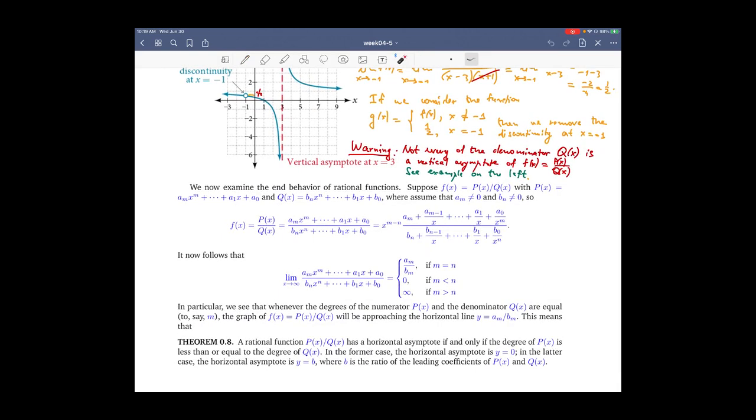Recall that a rational function is a ratio of two polynomials, p over q, and say p is a polynomial of degree m, and q is a polynomial of degree n. The coefficients are respectively a sub 0, a sub 1, up to a sub m, and b sub 0, b sub 1, up to b sub n, where, because the degrees are m and n, necessarily the leading coefficients are not zero. For instance, if the leading coefficient here was 0, it would follow that the degree actually is less than n.